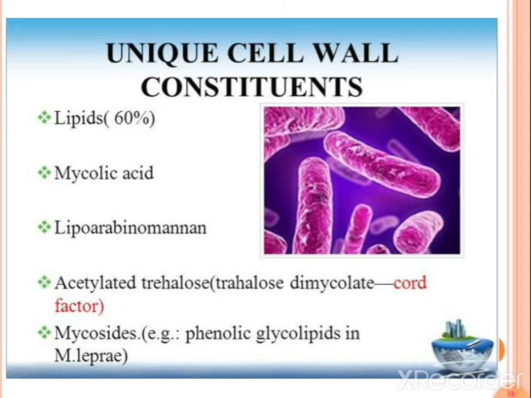These cell wall constituents are also useful for designing new anti-tubercular agents. In the mycobacterium cell wall there is mainly 60% lipid, then mycolic acid, as we already saw in the basic structure of mycobacteria, then lipoarabinomannan, then acetylated trehalose dimycolate called cord factor, then mycosides. In mycosides, an example is phenolic glycolipids in Mycobacterium leprae. Mycobacterium leprae is the causative organism of leprosy. So these are the basic constituents of the Mycobacterium cell wall.